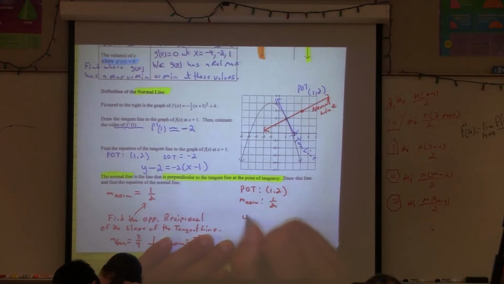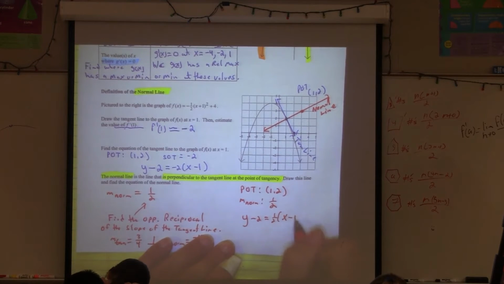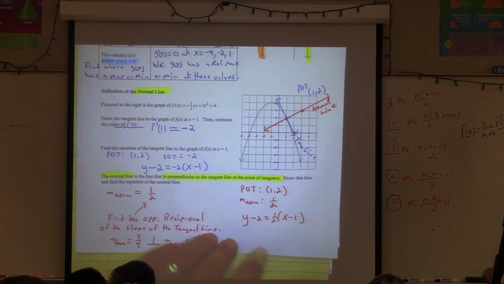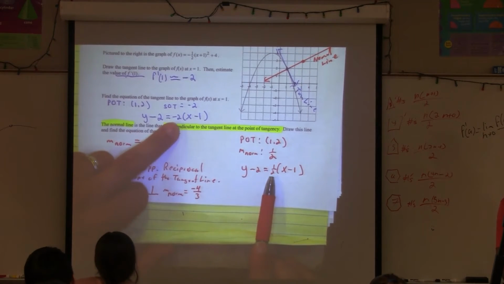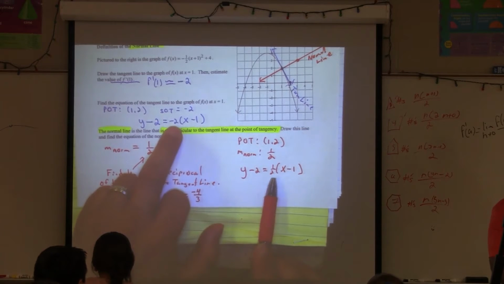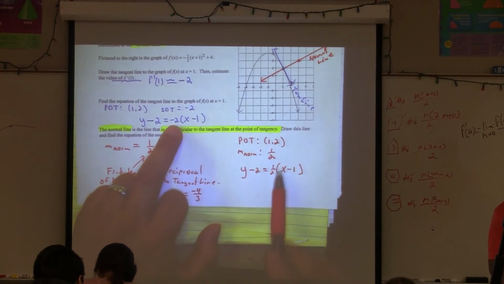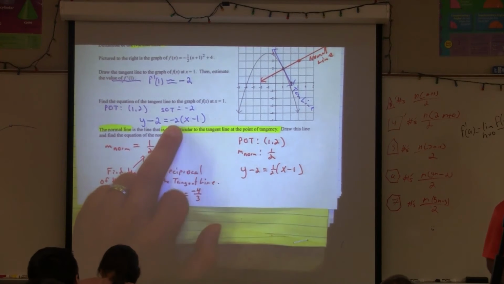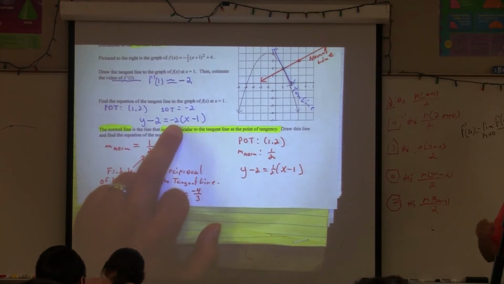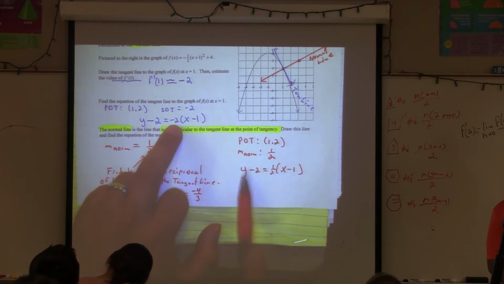Okay, so what would be the equation of that red line up there? y minus 1 equals 1/2 times x minus 2. How do these two compare to each other? What's different? The slope. The only thing that's different is the slope. So if I figure out this line, can I figure out this line really quick from this one? Yes. Okay, so on your assignment, sometimes they might ask you to find the equation of the normal line.